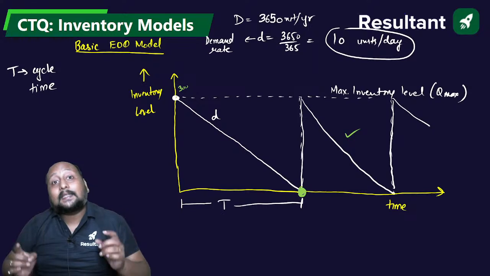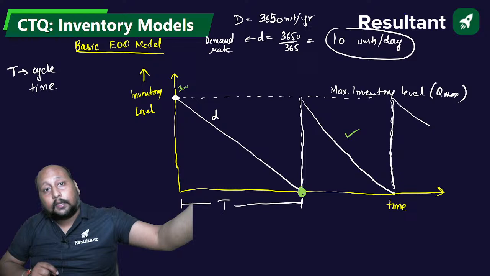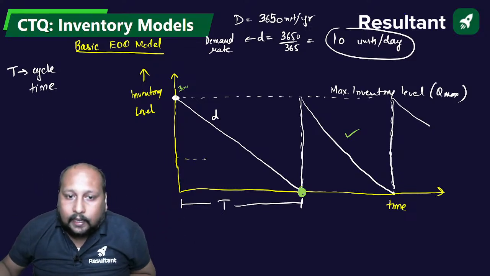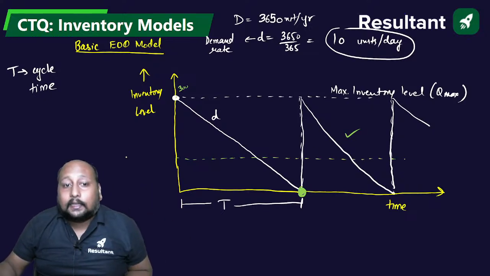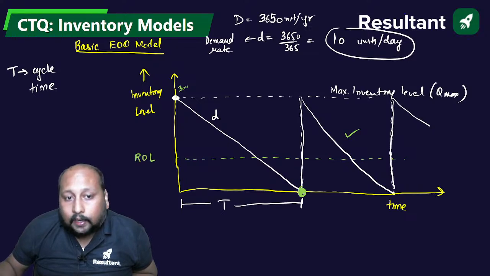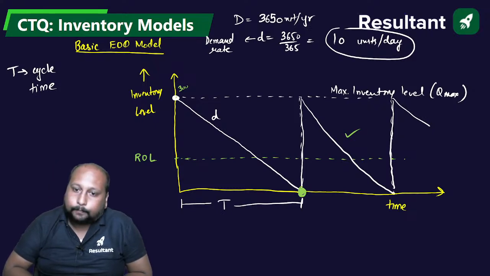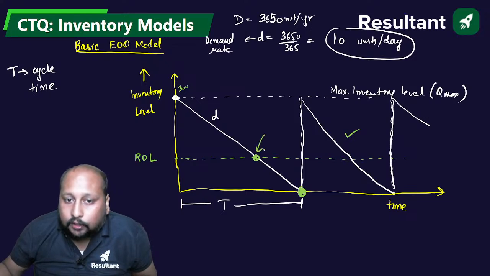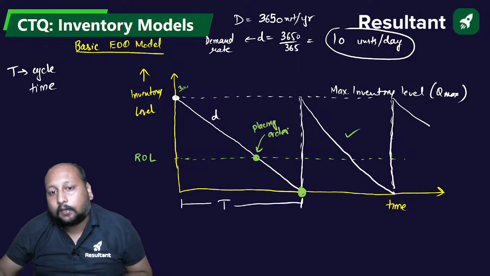That is advisable. That means I will be placing the order for the inventory much before it reaches the zero level. The level of inventory at which I am placing the next order, we call it the reorder level, ROL. That means at this point when the inventory has reached the reorder level, we are placing the order for the next lot.